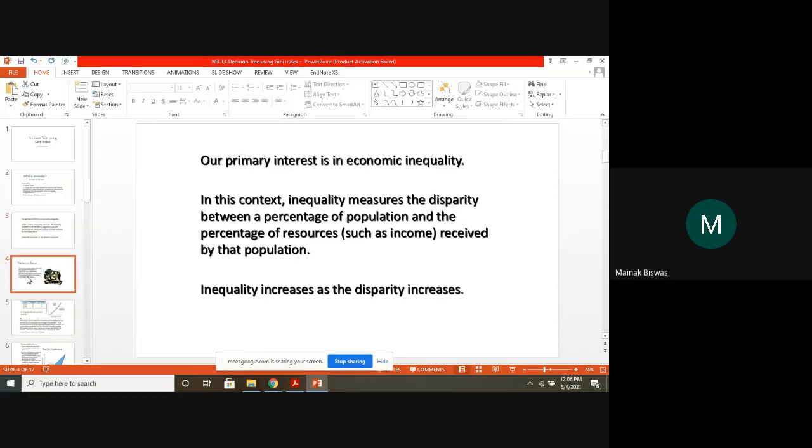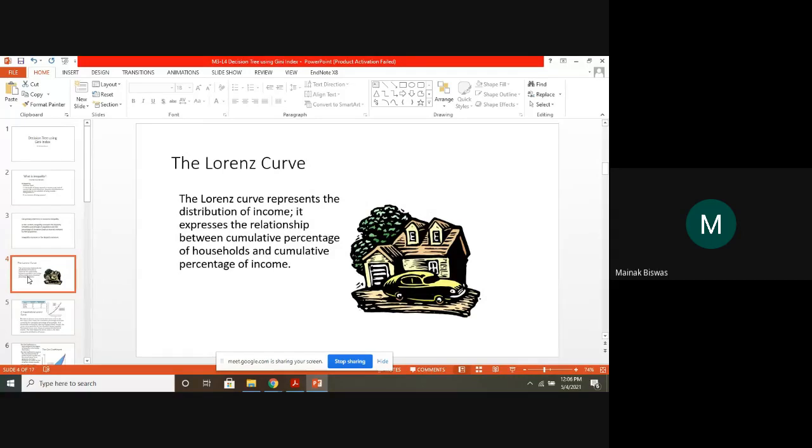The first one is the Lorenz curve. The Lorenz curve represents the distribution of income. It expresses a relationship between the cumulative percentage of households and the cumulative percentage of income.